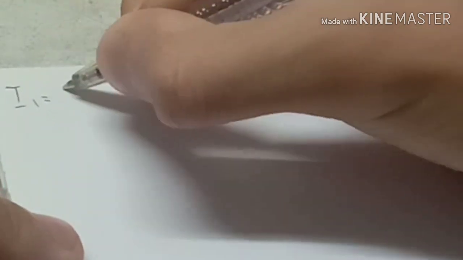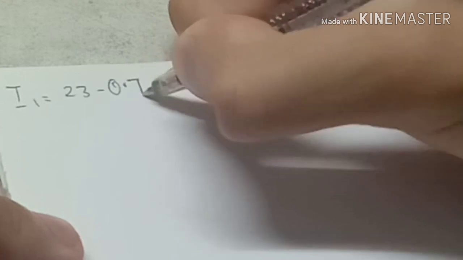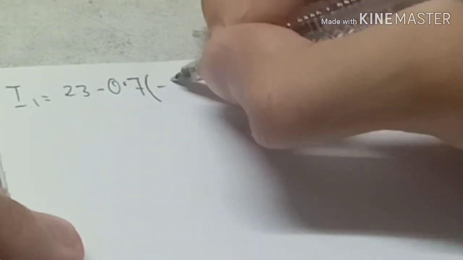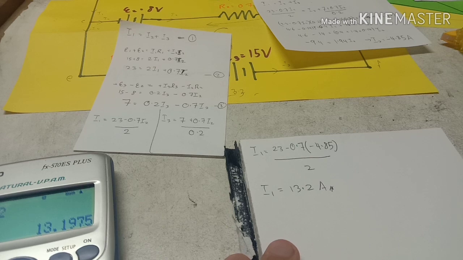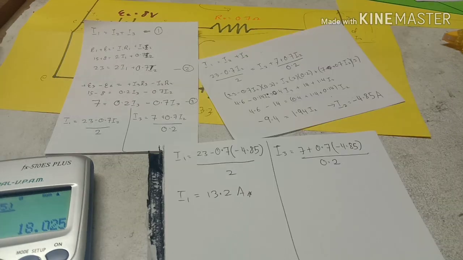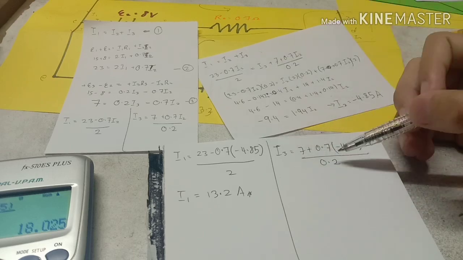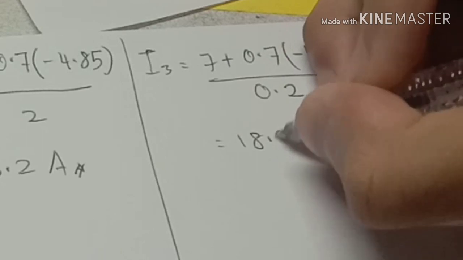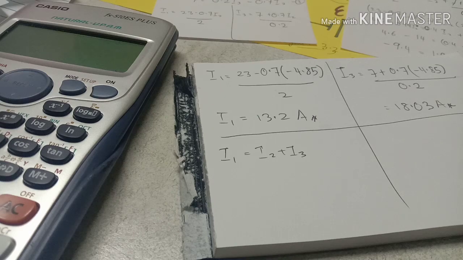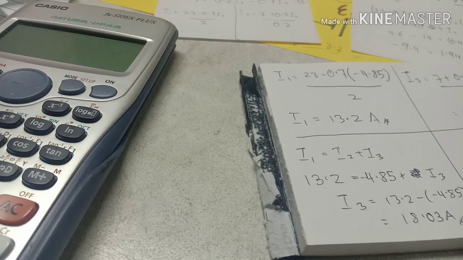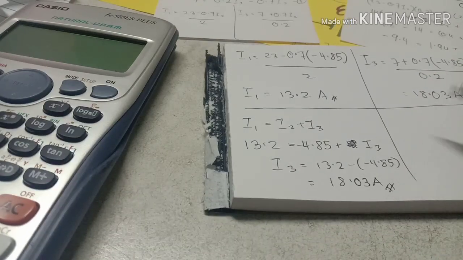So I1 is equal to 23, substituting the value of that, negative 4.85. Put it back to. So I1 should get a positive 13.2 ampere, and if we substitute the value into the equation of I3, we would get the value of I3, which is 18.03 ampere. You note that you can also substitute the value into the very first equation just to make things easier, and if you do so, you should get the exact same answer as the one right here.